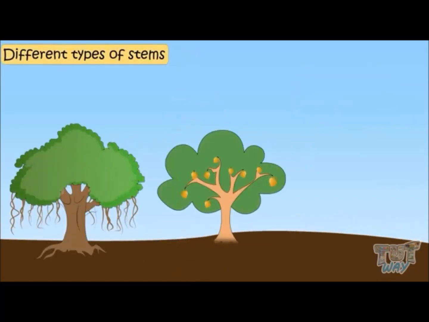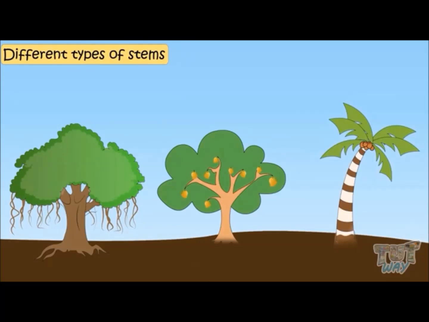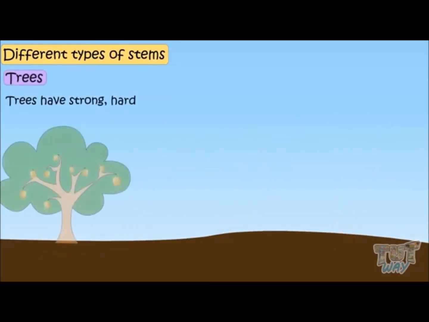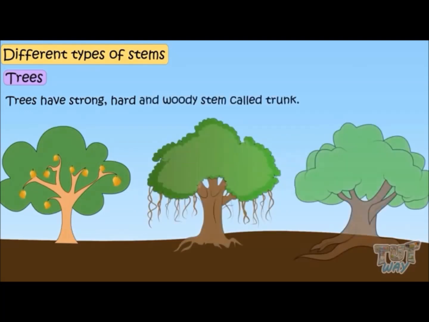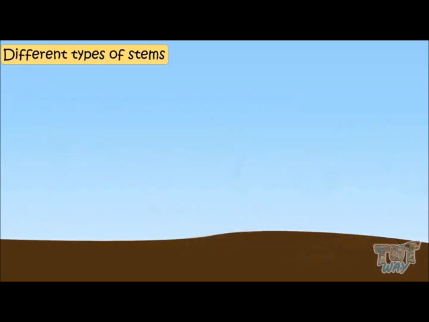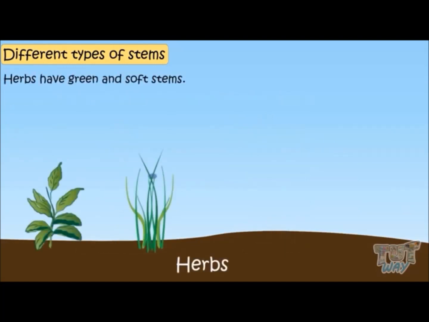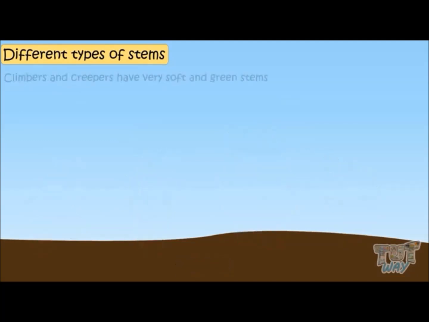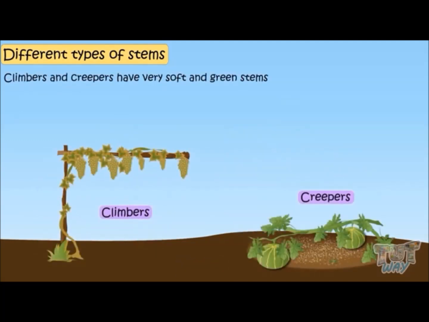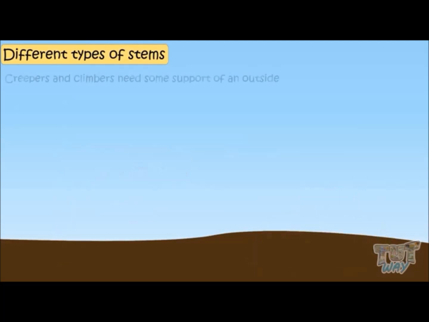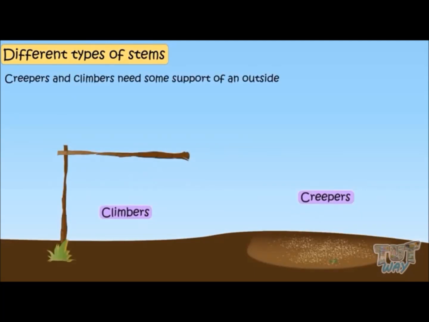Different types of plants have different types of stems. Big trees have strong, very hard, and woody stems, which are called trunks. Shrubs have brown and thick stems, but not as thick as trees. Herbs have green and soft stems. Climbers and creepers have very soft and green stems that can't keep the plant upright. Creepers and climbers need the support of an outside object to climb up or crawl along.